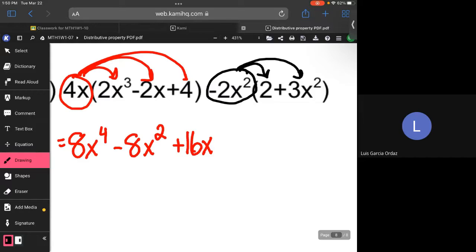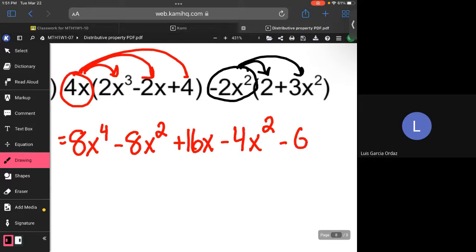So my second bracket, we have negative 2x squared. I have to multiply that by 2. So what's negative 2x squared times 2? What does that give me? Maya? Negative 4x squared. And what's negative 2x squared times positive 3x squared? What does that give me? Danica? Negative 6x to the power of 4. Yep, good.